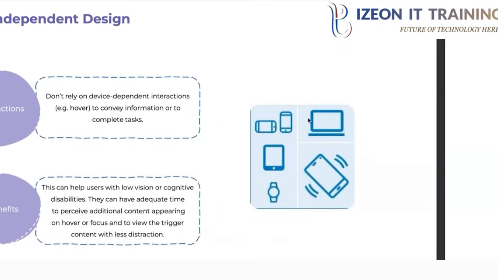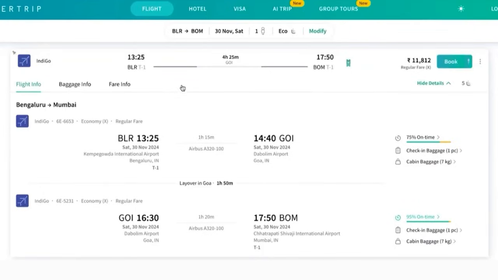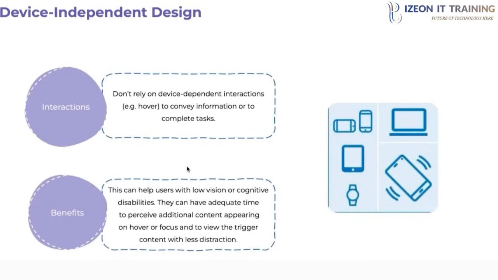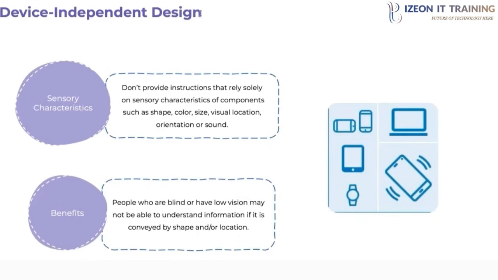So again, this is device independent. If I see this on mobile also, I do not have to worry that people will not be able to understand what BLR and all is, because when they click, they are getting the whole context. So this was making the design device independent. Moving on to next: sensory characteristics.